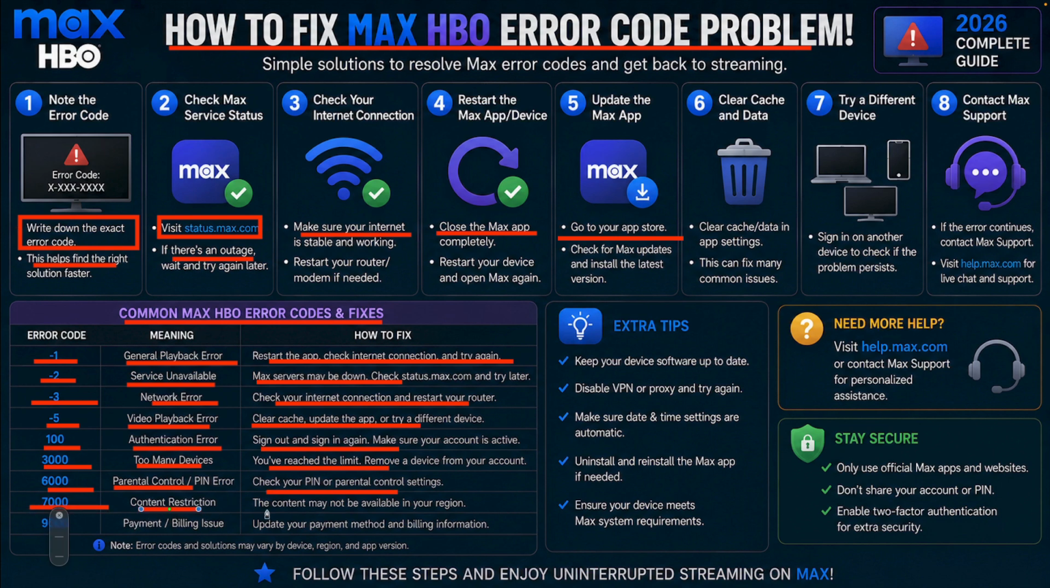7000 is content restriction. The content may not be available in your region. And 9000 is payment billing issues. Update your payment and billing information.